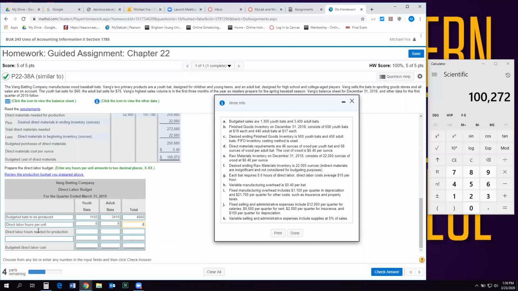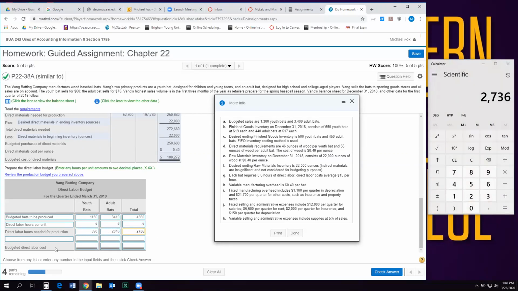So then our direct labor hours needed for production is just going to be the number of units times the direct labor hours per unit. So for the youth bats, it's 1,150 bats times 0.6 direct labor hours per bat, or 690 direct labor hours. For the adult bats, we're going to have 3,410 times 0.6 labor hours per bat, or 2,046. And then our total is just the 2,046 plus the 690, or 2,736 direct labor hours total needed to produce all of these bats.